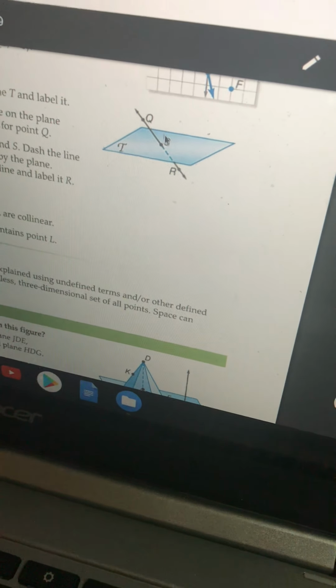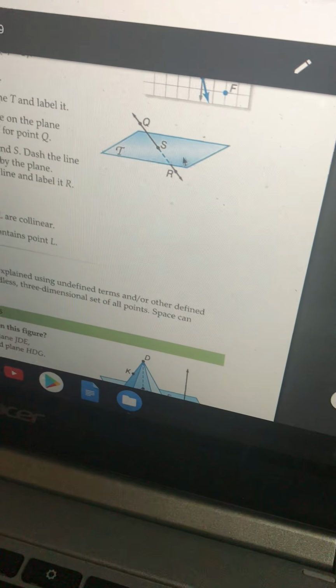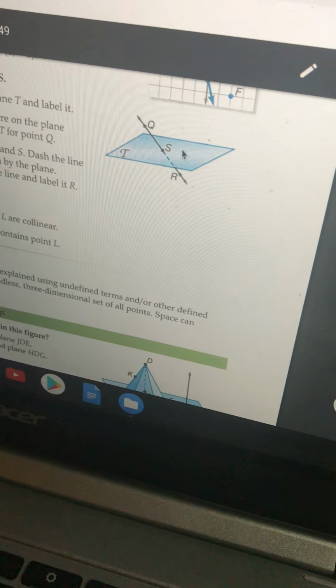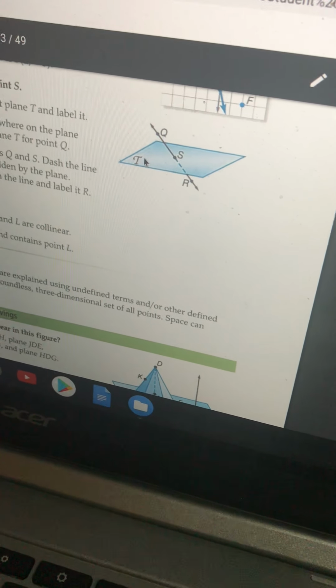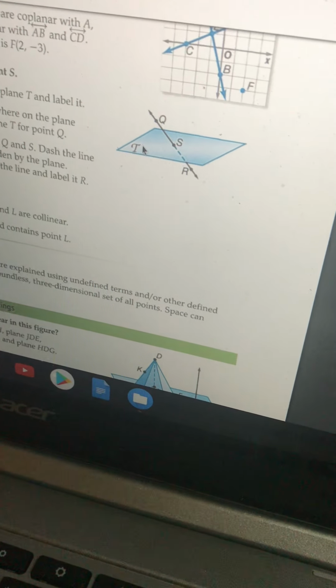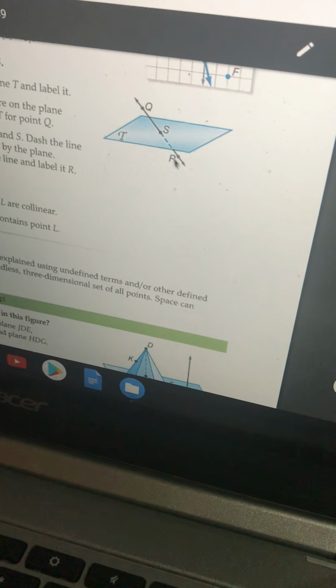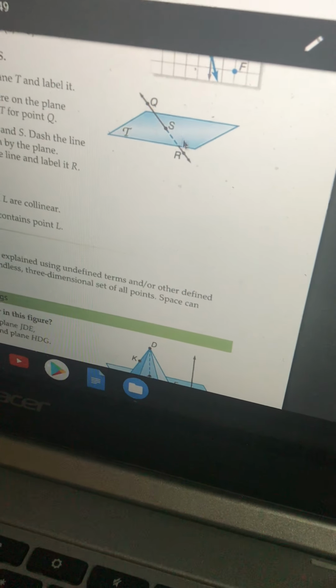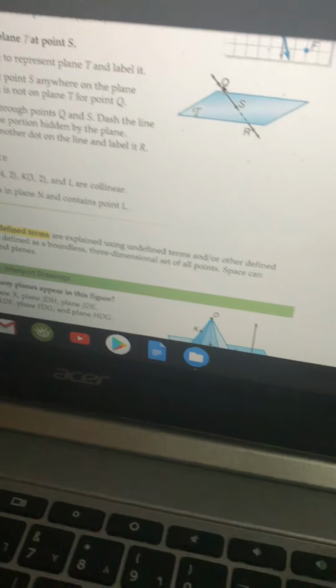This plane is called plane T because we cannot use letters. S is the only one. You need three capital letters to describe this plane, and because there are not three capital letters on the rectangle, I will use T. This is plane T. Okay? This is line QSR, or line QR, or line RSQ, or line RQ. Okay?